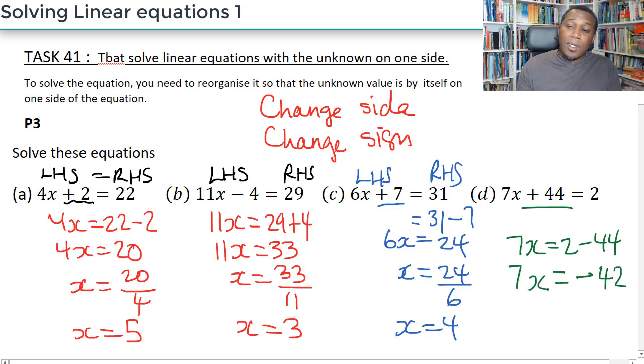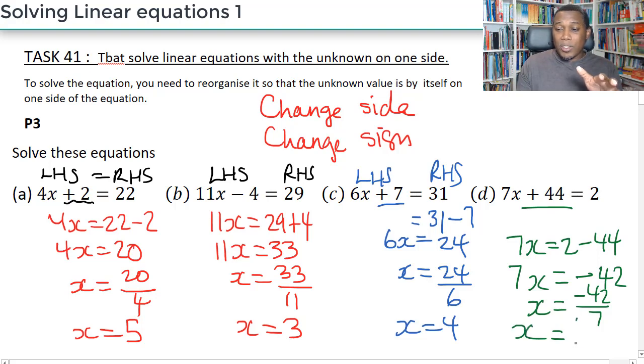So 7x is minus 42. Draw a number line if you're not sure and you don't like what I'm showing you there. I don't want 7x, do I? I want x. So for x, I'm going to divide by 7. So minus 42 is going to be divided by 7. The multiply by 7 on the left became divide by 7 on the right. And x is equal to 6.